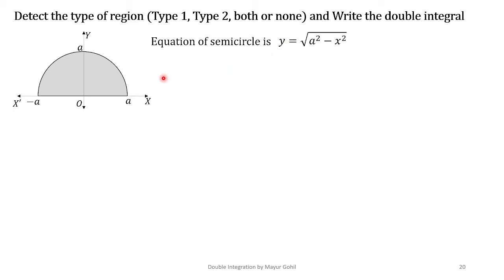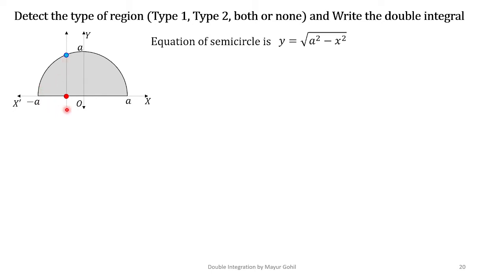In order to detect whether it is type 1 or type 2, let us pass a line through the region in a vertical direction. Alright, so when this line is passed, it is entering the region on the x-axis, and it is exiting the region at the semicircular boundary. So we shall show that entry point by this red dot, and the exit point by this blue dot.